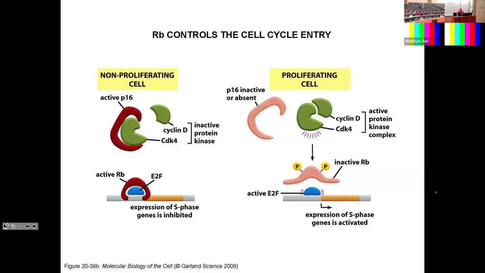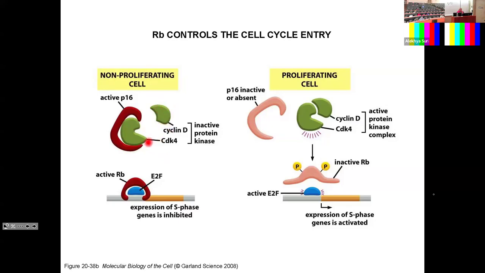So we are going to see here. The problem is, I don't know if this one is working. It doesn't pass by this. So then, in a non-proliferative cell, in the cell cycle, if you remember, you have the cyclin-dependent kinases, CDKs, and we have the cyclins.